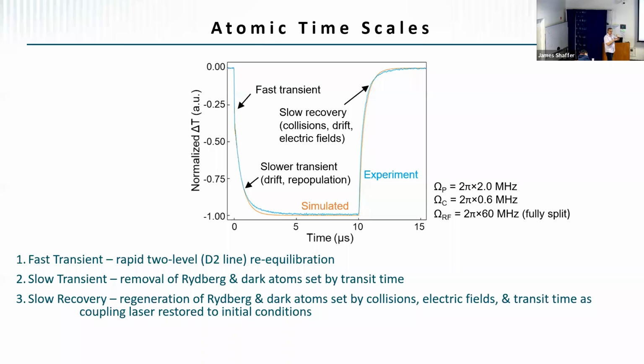And so what's happening here in this fast transient is the D2 line, with 852 nanometers, coming back into equilibrium. And there are other figures I'll show later, and you already saw there's a little dip here. That's kind of evidence of some Rabi oscillations as this system comes into two-level equilibrium, given whatever the initial conditions were imposed by that EIT system.